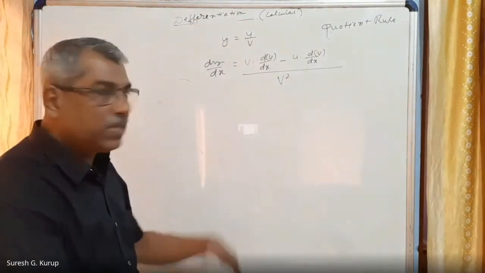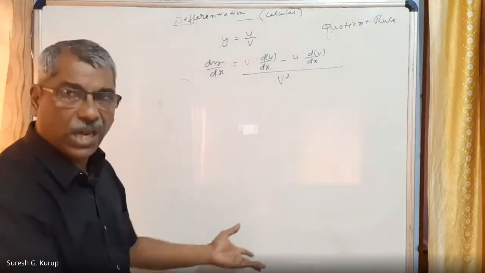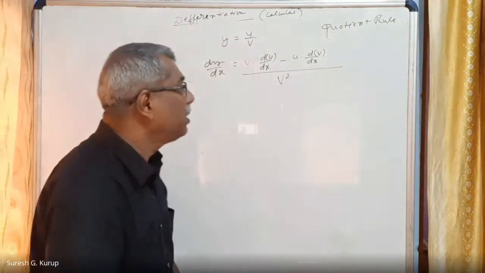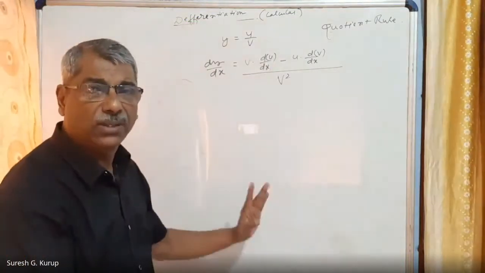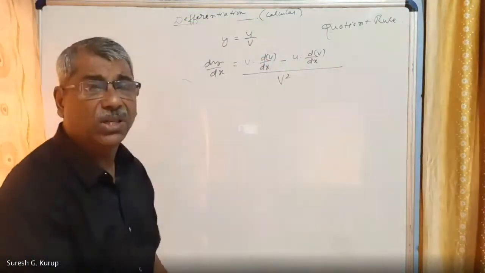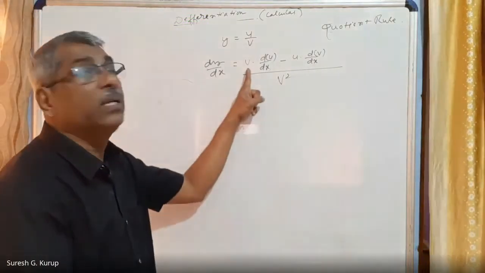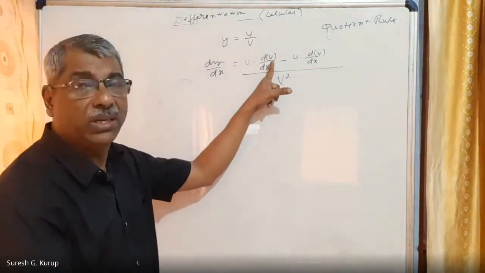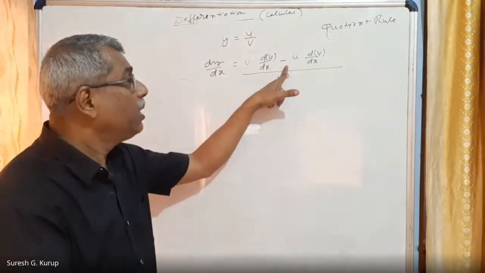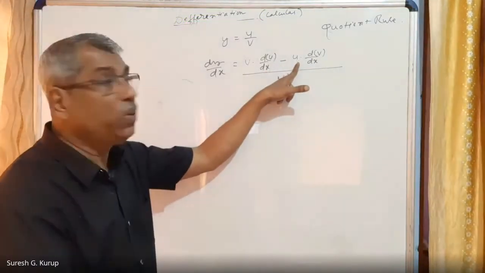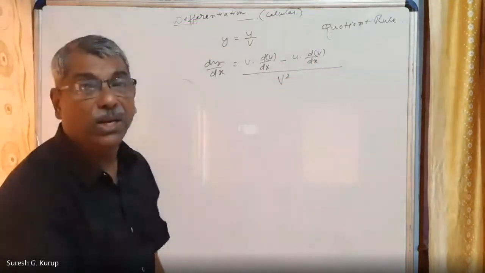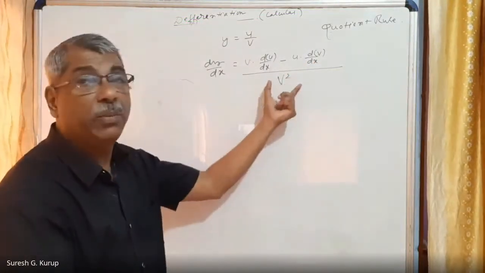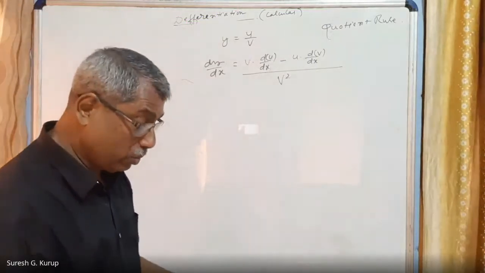Otherwise, there are some other rules. Any function can be differentiated, but the rules are different, right? So we are considering only functions of x. u and v both are functions of x. Quotient rule, how is it? The denominator into the differential of the numerator, minus the numerator into the differential of the denominator, the whole divided by the square of the denominator.